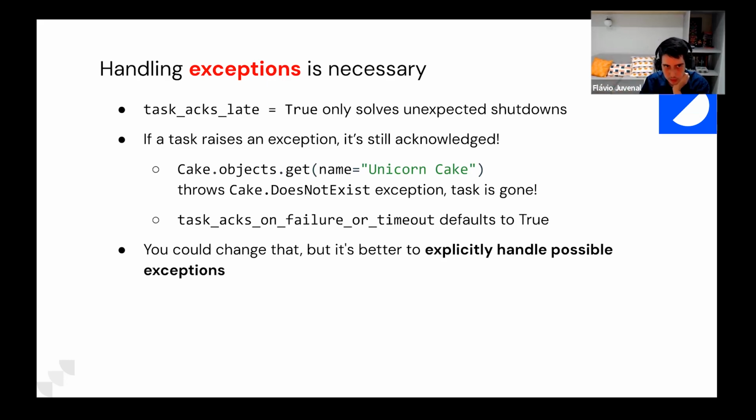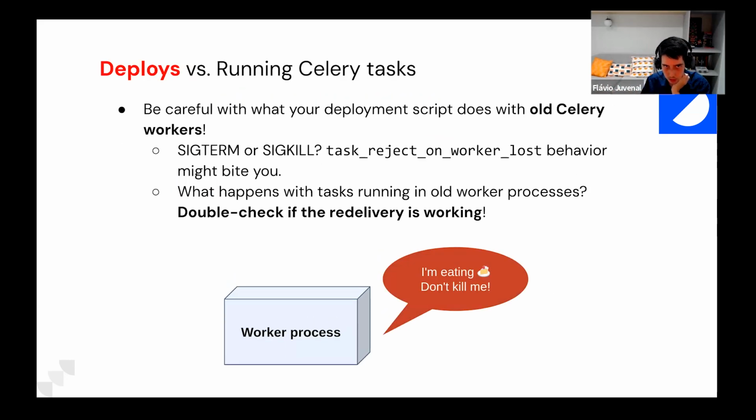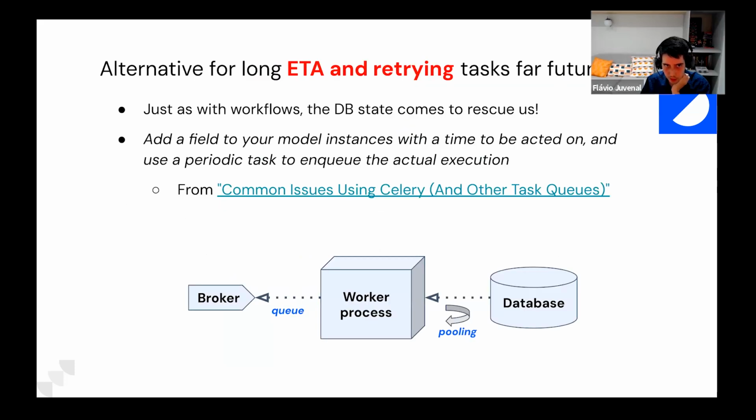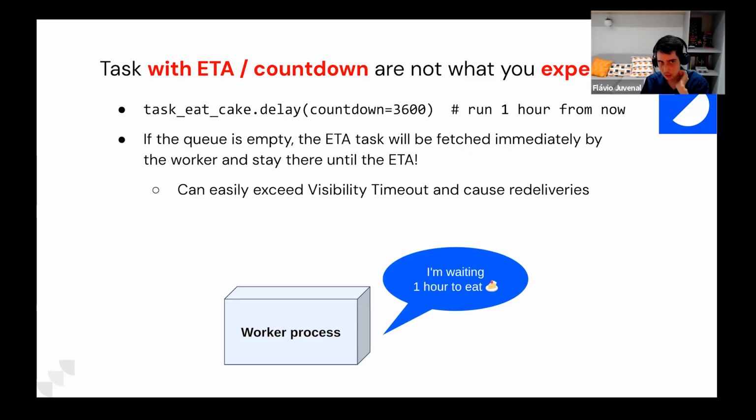I don't want to dive much deeper than that. I want to open up for questions. There's a bit more stuff here that you can check later. The only other thing I want to say is that tasks with ETA and countdowns are not what you expect. If you do something like this, where you delay a task to run one hour from now, that's not what you expect, in the sense that the task will not stay on the queue and then go from the broker queue to the worker after one hour. What really happens is something really strange.